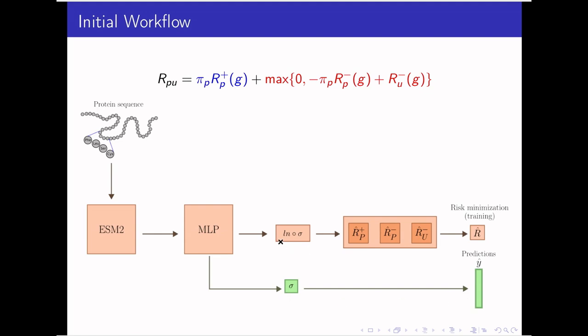However, since we are in a positive unlabeled learning, after the output of the MLP, we need to compute the risks. And we will only use the green pipeline for the predictions. So after the output of the MLP, we use this log sigmoid function and we compute these three risks that we need in our expression.